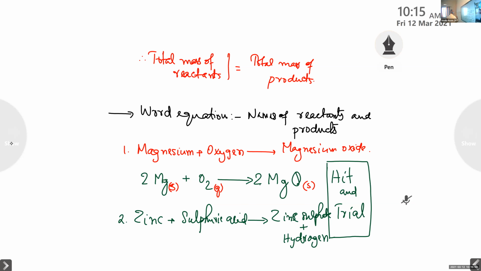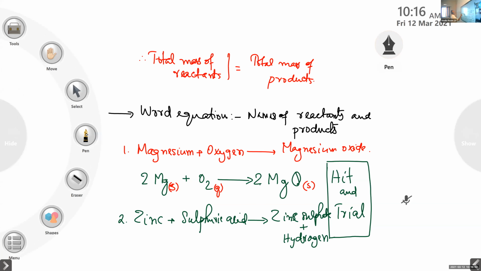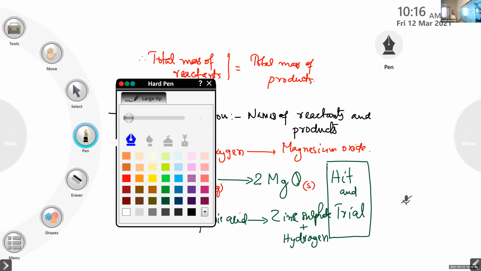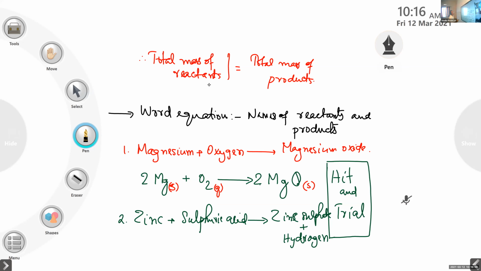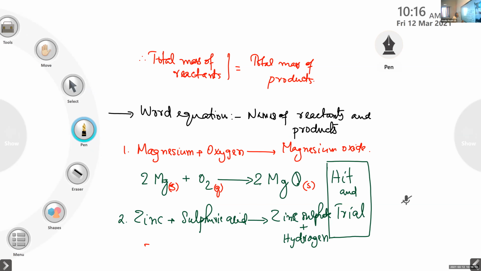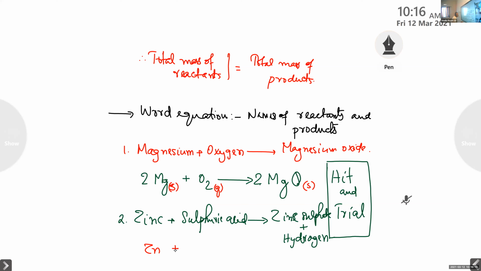Now, let us write the symbols and formulas for this. Zinc. What is the symbol of zinc? Zinc is Zn, plus sulfuric acid. Formula: H2SO4. Sulfuric acid, giving zinc sulfate. Formula: ZnSO4.